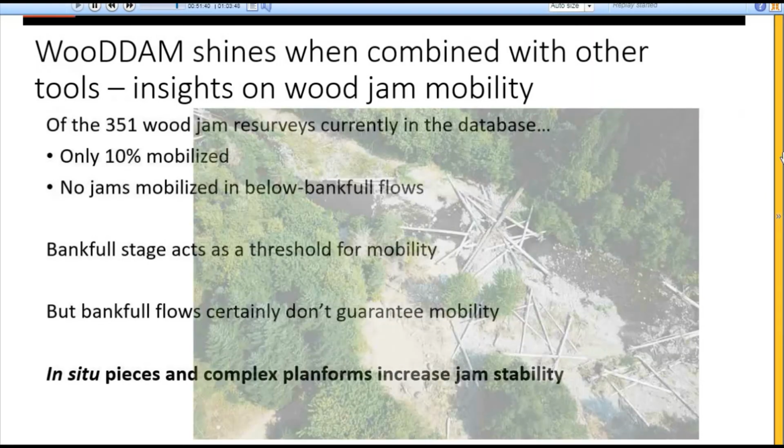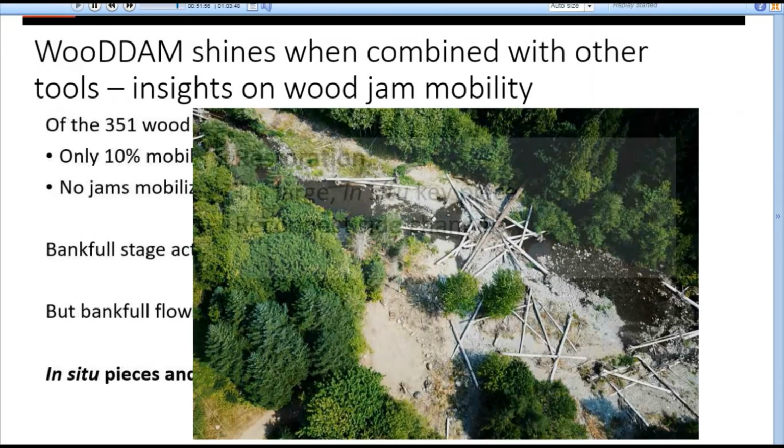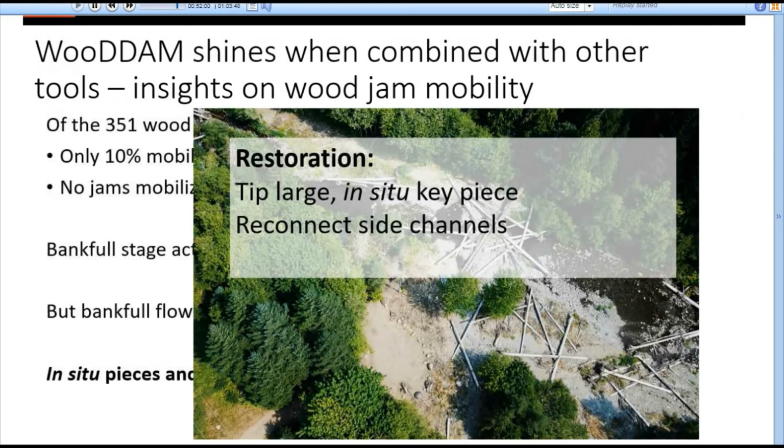And I want to illustrate that with a jam that has been constructed on Deer Creek. This is in Oregon as a part of a larger restoration, but this jam here, you can see all the white sun-bleached wood, was pre-existing before restoration, and the restoration action here was to tip in a large conifer over this jam, keeping it anchored to the valley wall with its roots, as well as remove some berms on the side of this channel to open it up, allow flow to spread across the floodplain and reduce flow energy.